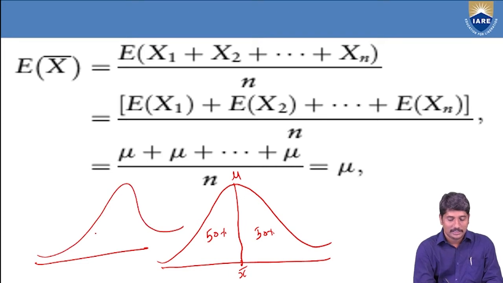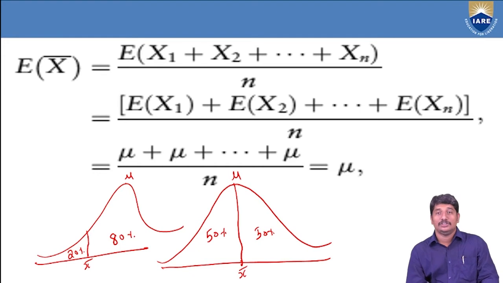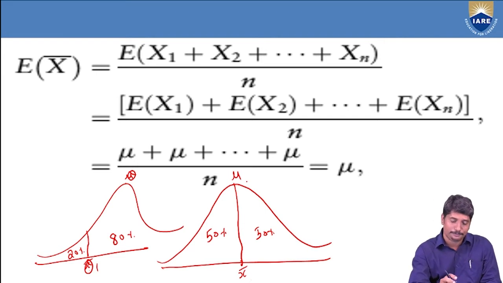See here, this is mu, and this is x bar. Let us suppose that x bar is here. You are seeing that only 20% of the data is on the left side and 80% is on the right side. So this parameter, say theta 1, is said to be not an unbiased estimator of theta, whereas x bar is always an unbiased estimator. In this way we can distinguish between the unbiasedness and biasedness of estimators.